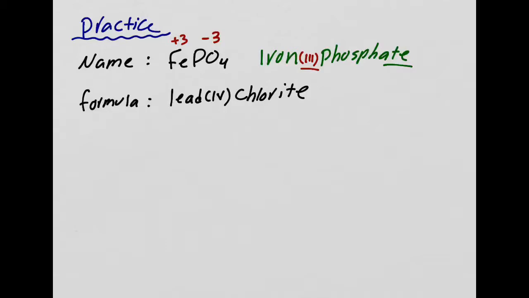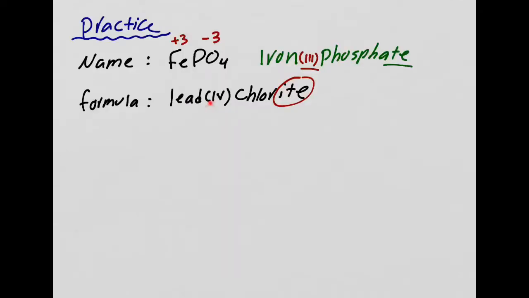phosphate. Okay. Now, next one, I want you to write the formula. Lead 4 chloride. Now, the key to this one, you go, this is ite. If I have ite, that's probably a polyatomic ion, right? All the ate and ite are polyatomic ions. So, chloride. I'm going to come over here to see if I can find chloride. Chloride is over here, it is ClO2 -1.